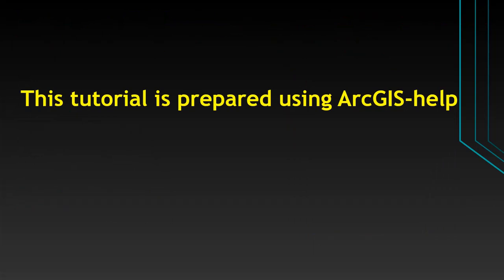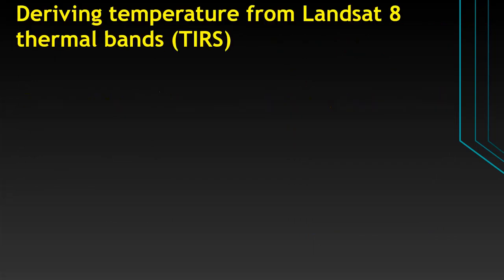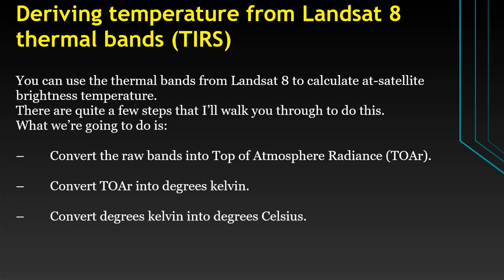This tutorial is prepared using ArcGIS help. Deriving temperature from Landsat 8 thermal bands, TIRS. You can use the thermal bands from Landsat 8 to calculate at-satellite brightness temperature. There are quite a few steps that I'll walk you through to do this.